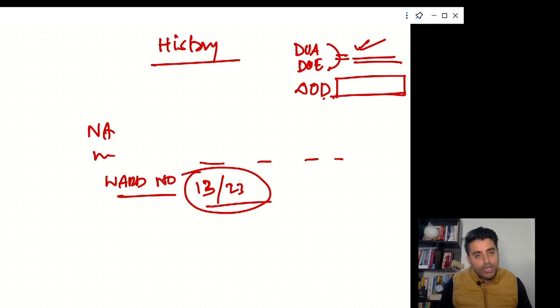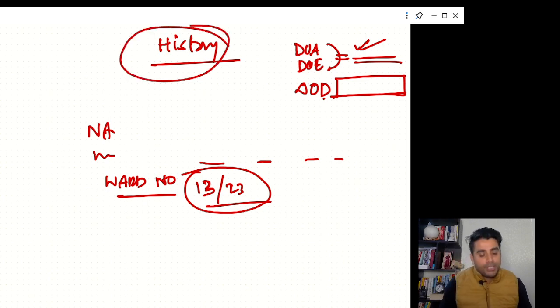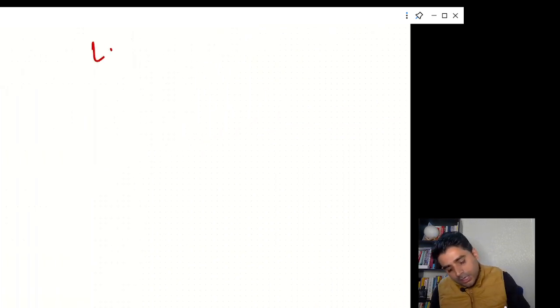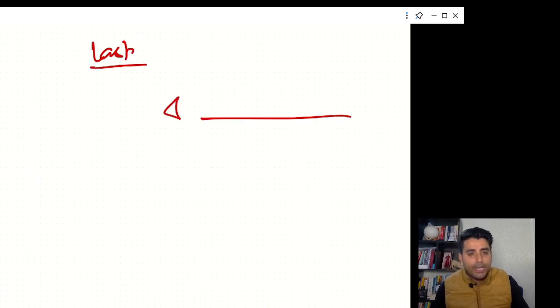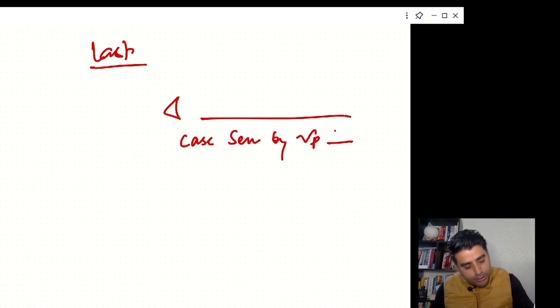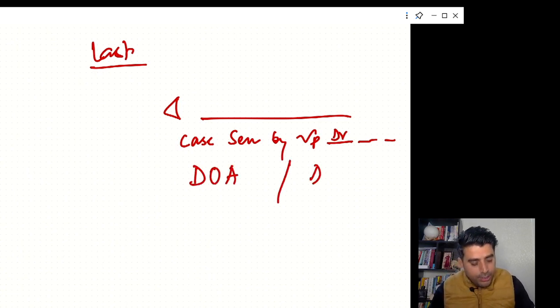And another important thing in the history sheet: in the last page you will see there will be a column of diagnosis. You will write the diagnosis and you will write case seen by BP doctor or whoever it is. Now what was the advice, whether it is discharge on advice or discharge on request, you need to mention DOA या फिर DOR.